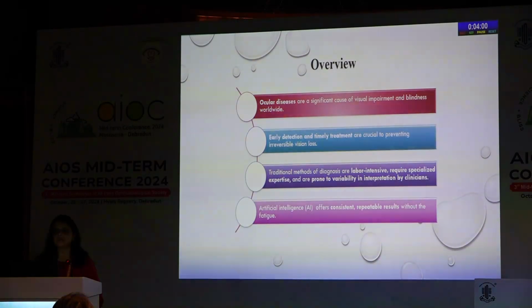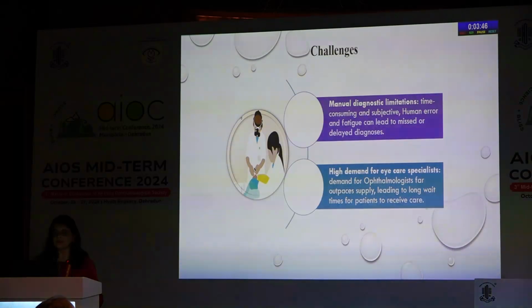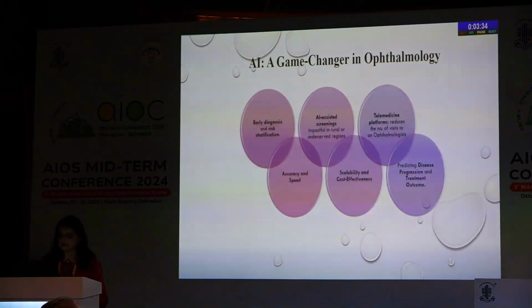Early detection and timely treatment is crucial. Traditional methods are very time consuming and labor intensive. We require a lot of people who are trained. AI offers consistent, repeatable results without the fatigue. So what are the challenges? The manual diagnostic limitations, as we know, human error is always there. It could be a fatigue phenomenon. We don't have so much manpower. High demand for eye care specialists is required in the peripheries as well.